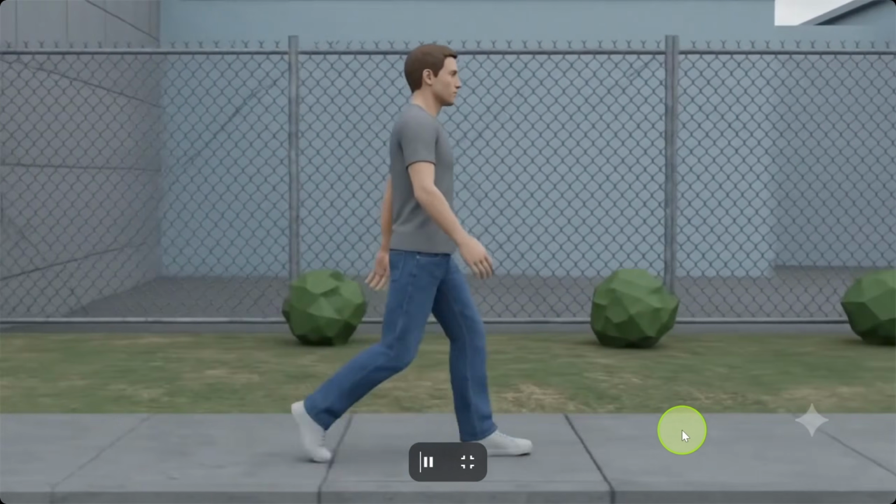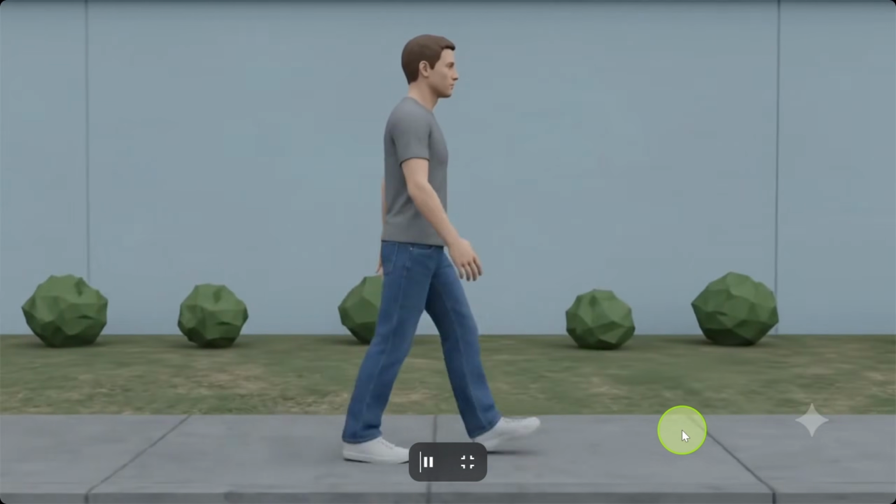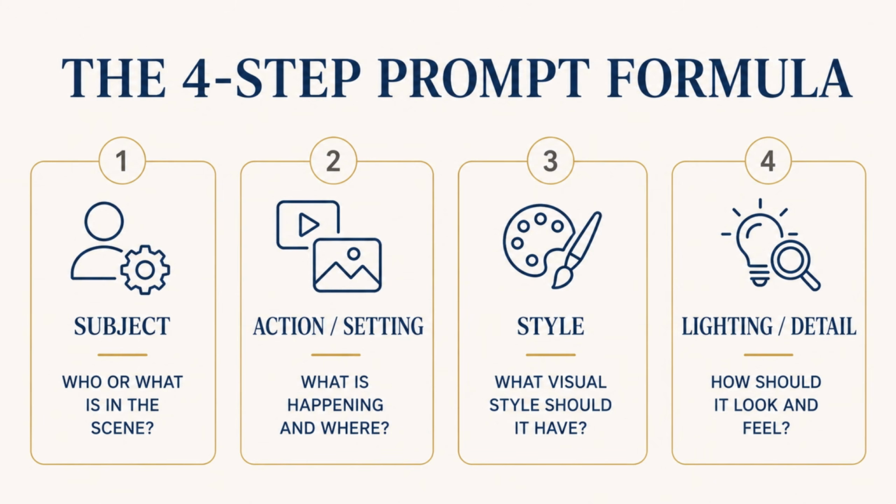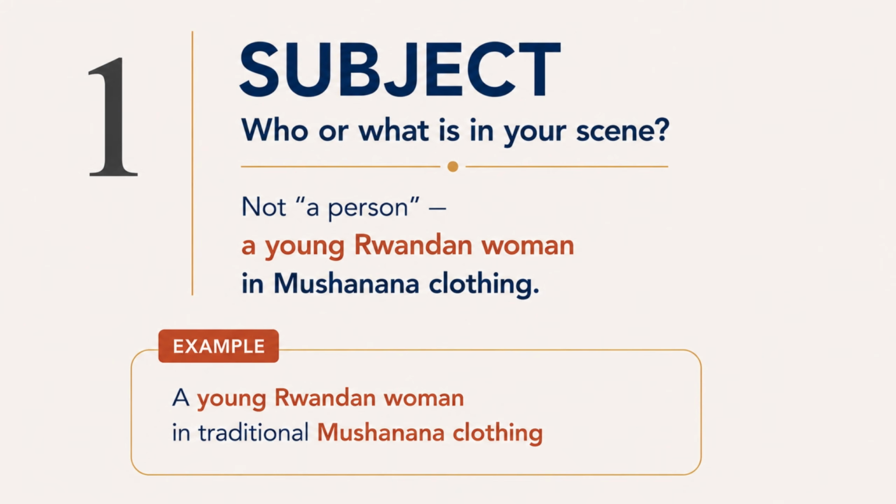The solution is simple. You give the AI exactly what it needs, using a 4-part structure. Here is the formula. 4 components. Write them in this order. Part 1. Subject. Who or what is in your scene? Be specific. Not a person. A young Rwandan woman in Mushanana clothing.